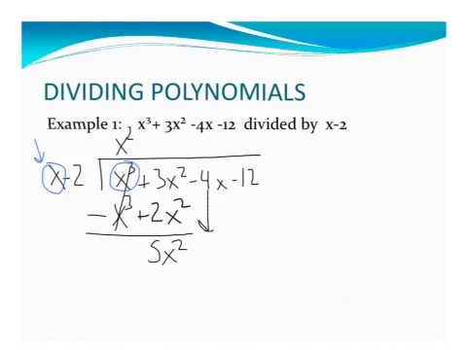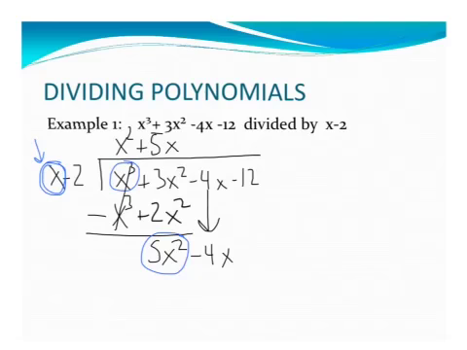Now I'm going to bring down the negative 4x just like in old style long division. And now I'll repeat the process. Now I'm looking at this 5x squared and this x right here. So 5x squared divided by x gives me 5x.